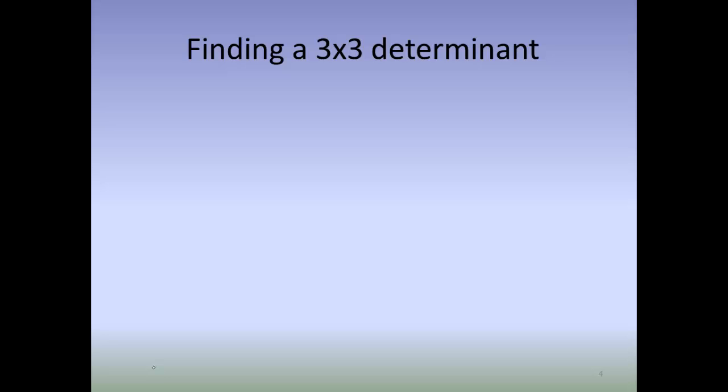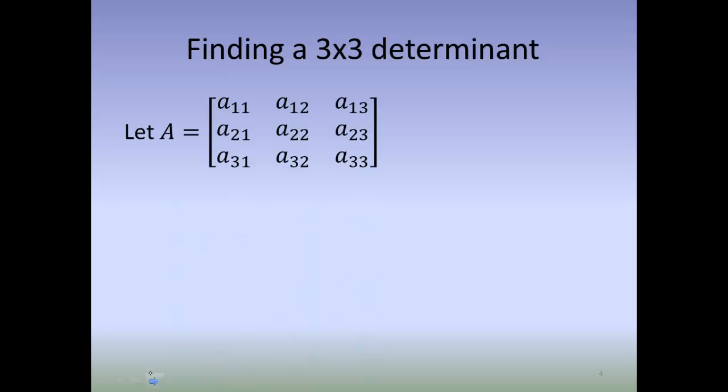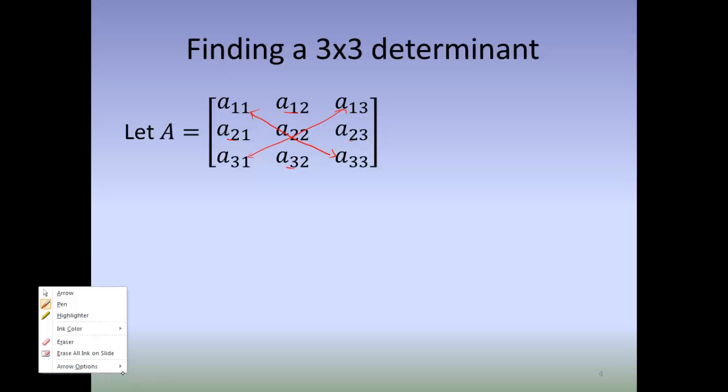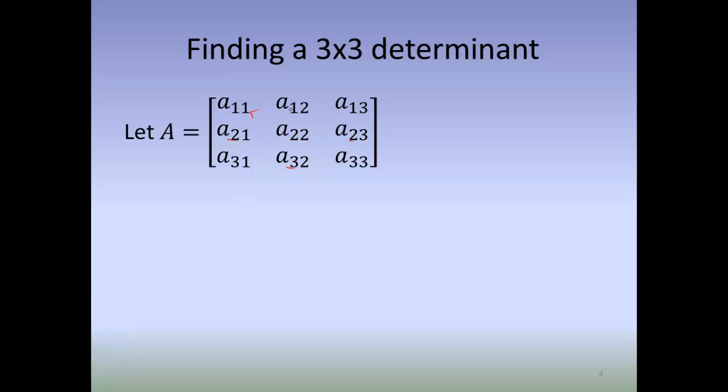Now when we get to a 3 by 3 determinant, things get a little bit messier, because if I were to multiply a diagonal and then multiply along another diagonal, I end up missing a bunch of values going around here. So we need to find a way that we won't miss any of these values.